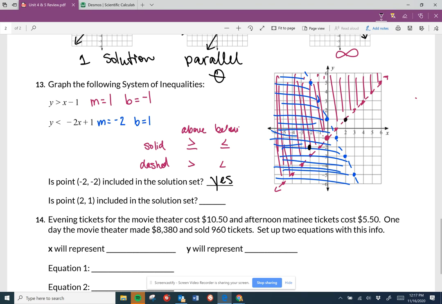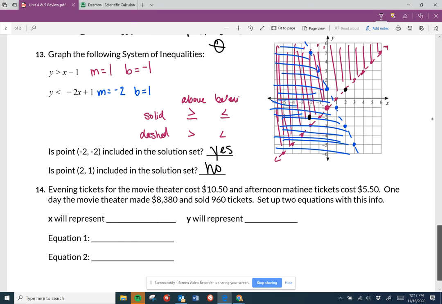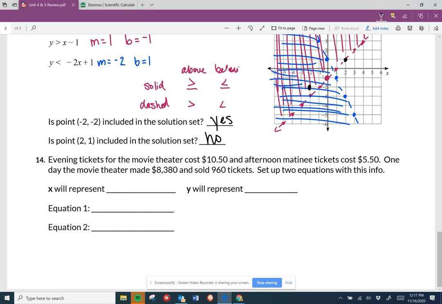And for this one, it's only in the pink shaded area, so the answer is no. But also you have to remember, if the point is on a dashed line, so any point on this purple line or pink line, any line on the blue, they are not going to be part of the solution because on top of the dashed is not included, okay? It is not included, it's not going to be part of the solution. And then we get to our last problem.